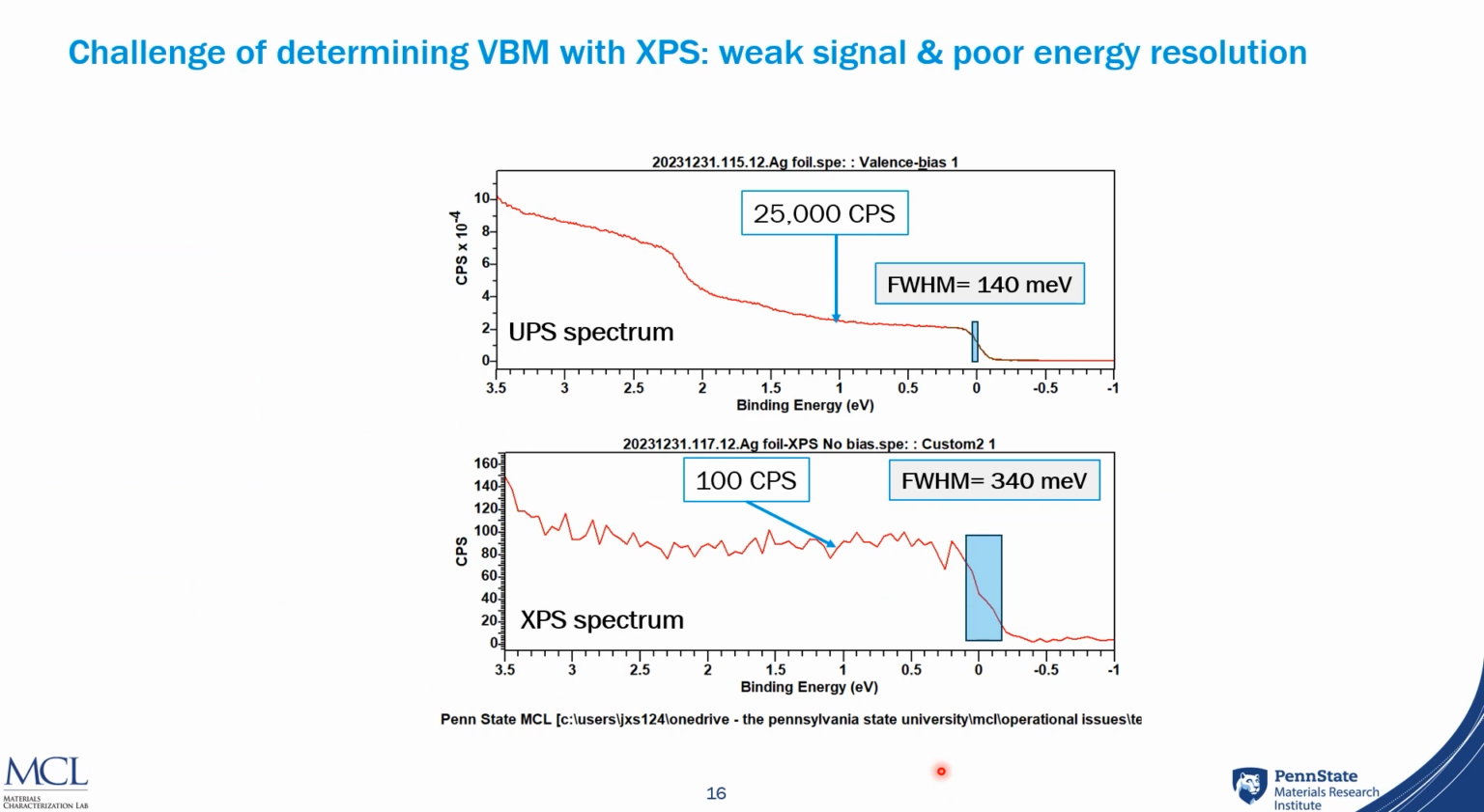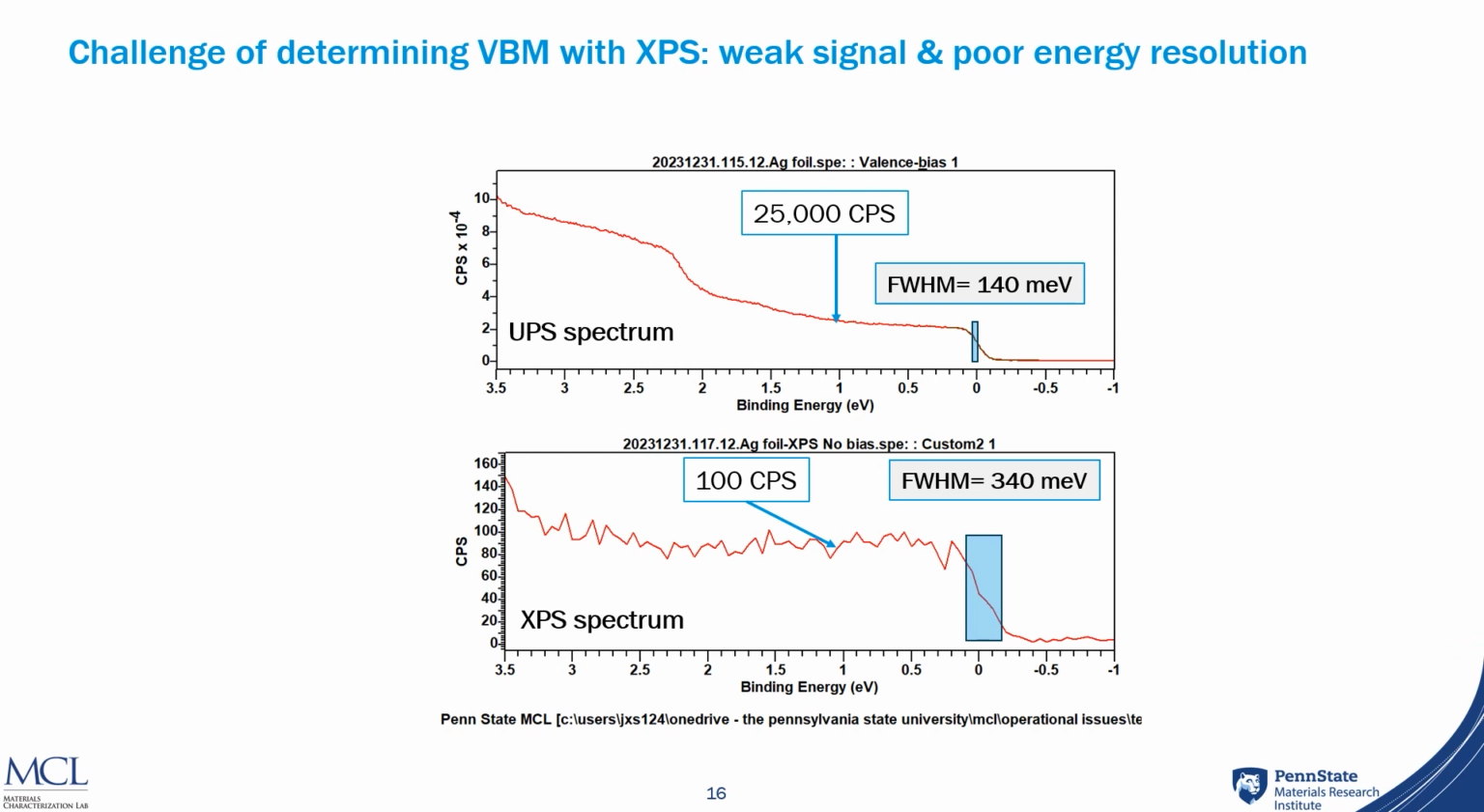So if I look at that same material that I looked at for silver, where we were only getting about 100 counts per second, here we're now getting 25,000 counts per second. There's also another advantage to it in that the energy resolution of that light source is much better than it is on our monochromatic aluminum source. So the energy width, the resolution of this is only about 140 millielectron volts versus 340 millielectron volts when we do XPS. So we see this huge enhancement of signal and this enhancement in energy resolution when we do ultraviolet.